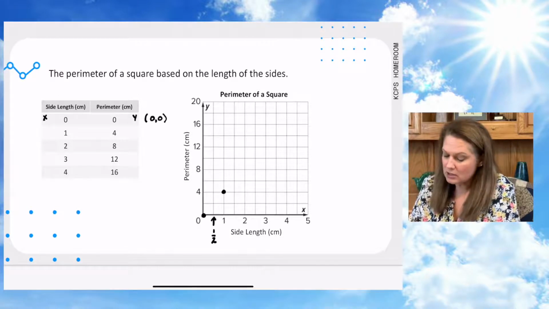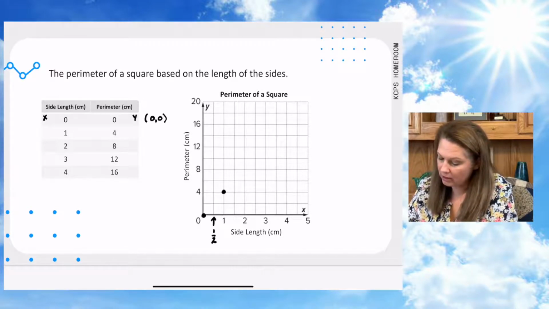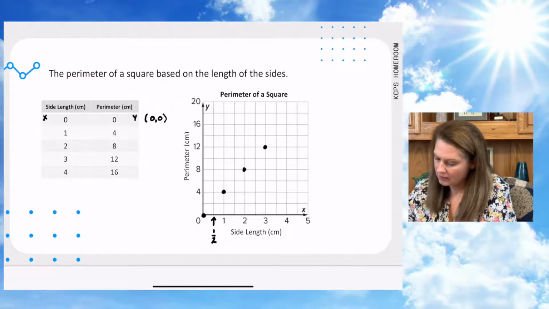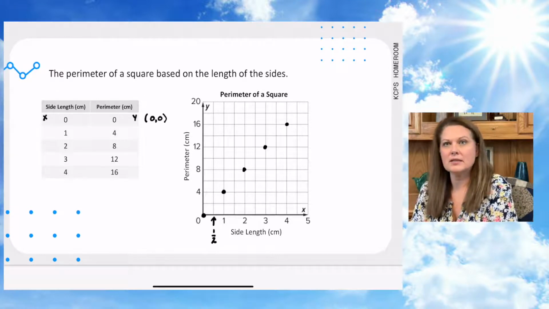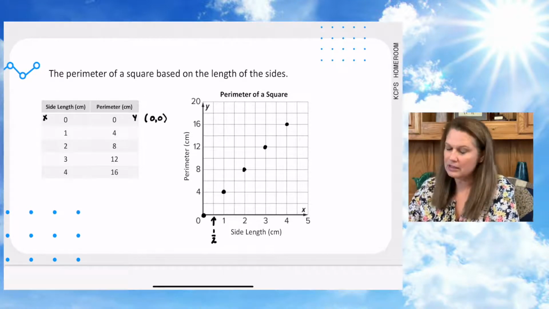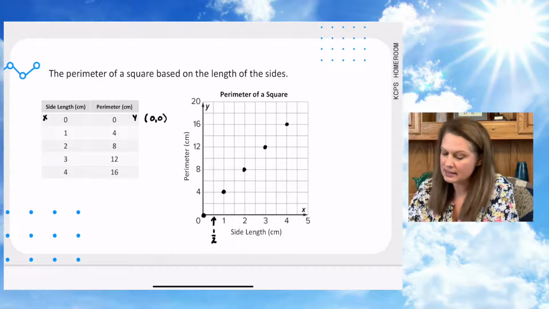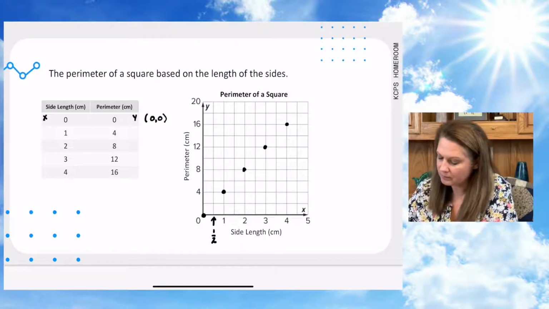Okay? So our third ordered pair is going to be 2, 8. Then we have 3, 12. And then we have 4, 16. As you can tell already, our line is going to be in a straight line because I've already drawn an imaginary line and I can see that straightness coming through.